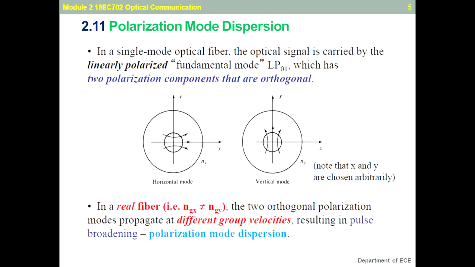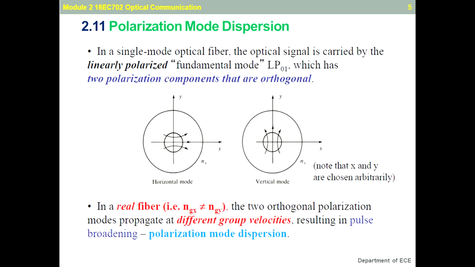In this diagram we can see that in a single mode optical fiber, the optical signal is carried by the linearly polarized mode, that is LP. LP stands for linearly polarized mode. It is a fundamental mode, that is LP01. Here we have two polarization components that are orthogonal in nature. In the diagram we can see two important modes, one is the horizontal mode and the other is the vertical mode. The horizontal mode is along the x-axis having refractive index Nx, and the vertical mode is along the y-axis having refractive index Ny. In the ideal case, Nx will be equal to Ny, but due to non-symmetrical conditions, both refractive indices will not be equal. So they will travel at different group velocities.